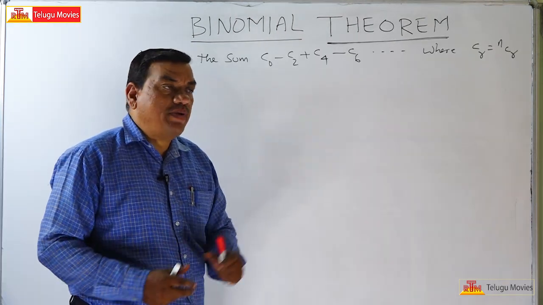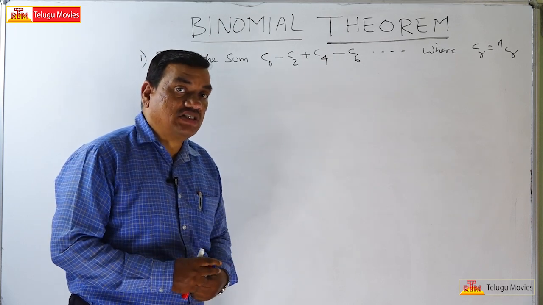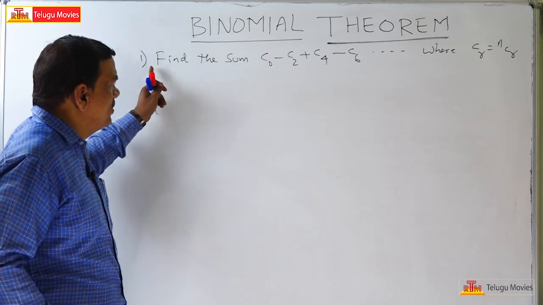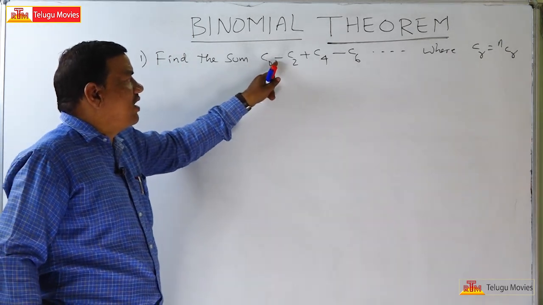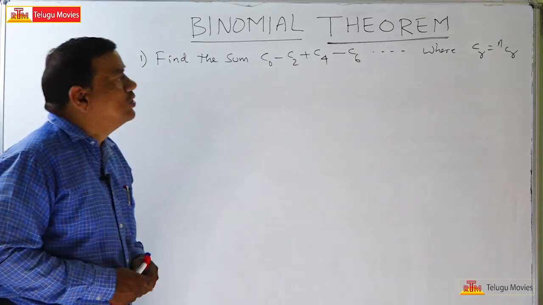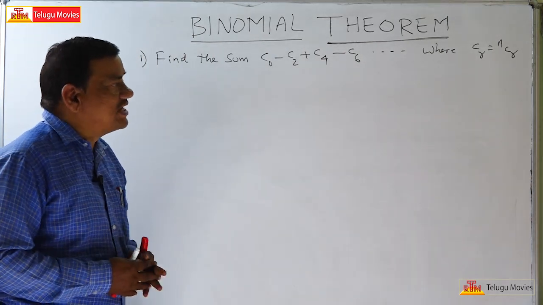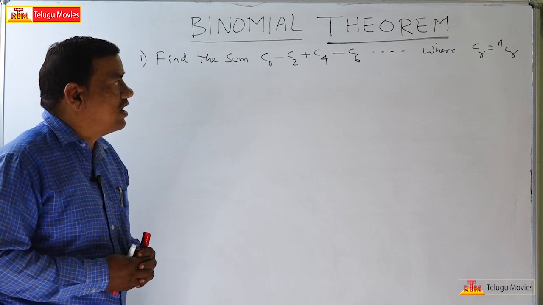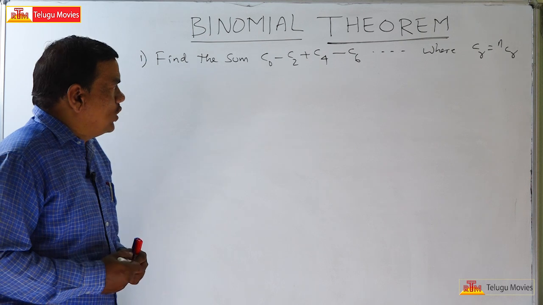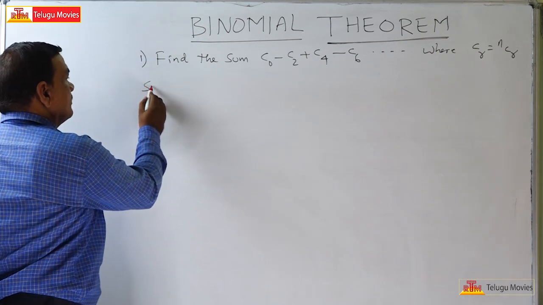Welcome back. Based on the concept that we have discussed here, we are going to see one problem. Find the sum C0 minus C2 plus C4 minus C6, and so on, where CR stands for nCr. Now, what is the solution here? Let us see the solution.